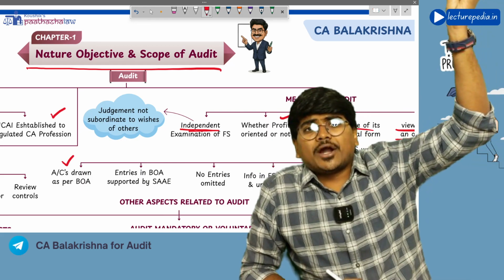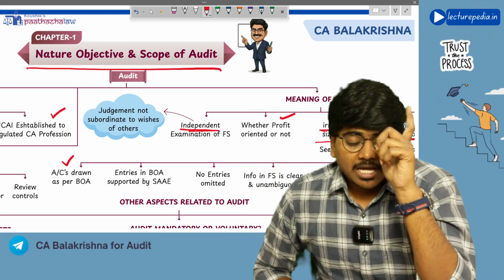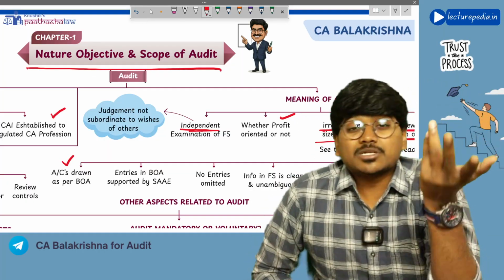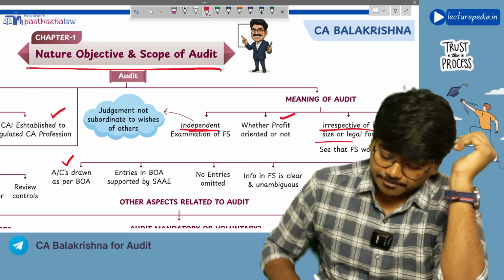In fact, even in the audit report that the auditor gives under the Companies Act, the auditor has to mention as per section 140 subsection 3 whether books of accounts are matching with the financial statements or not. That is one of the things that the auditor will see in case of audit.